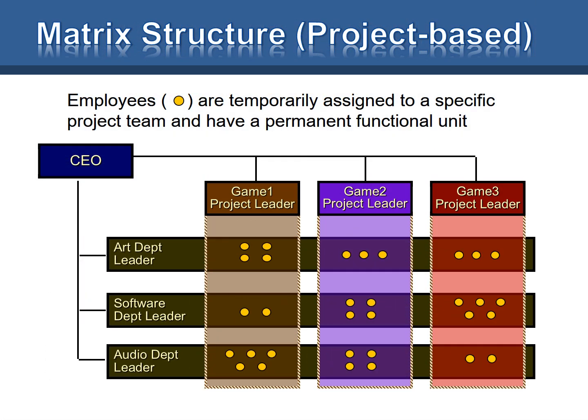Employees who are temporarily assigned to a special or specific project team, but still have a permanent functional unit, is a little bit difficult, and you have to learn to work with this because, first of all, the employee still has their main duties in their department, but now they're also in these other projects. So they may be responsible for anywhere from one to three different projects at the same time, in addition to their regular daily duties.